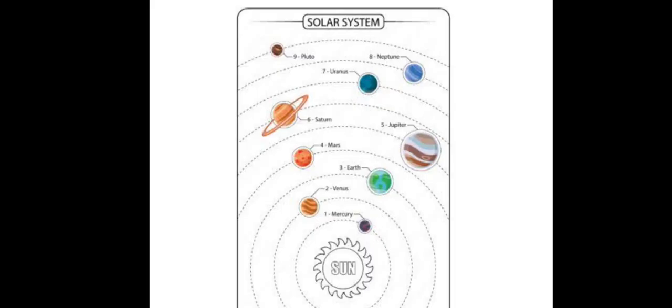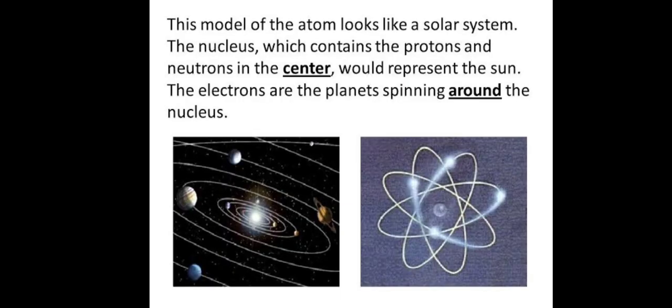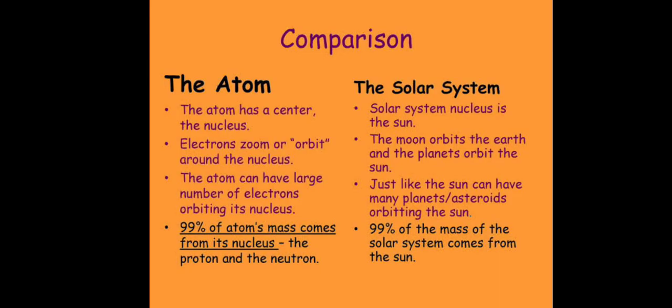It looks like a solar system, in which we have a central sun emitting energy and planets revolving around the sun. So what is the similarity? These are the two models: the atom and the solar system. This model of the atom looks like a solar system. The nucleus, which contains the protons and neutrons in the center, would represent the sun. The electrons are the planets spinning around the nucleus. But there must be some differences.